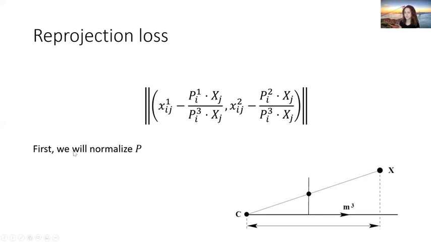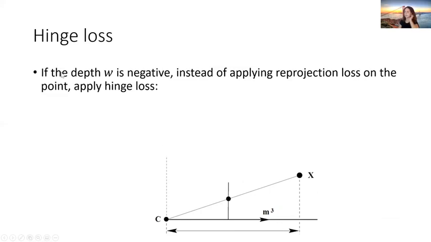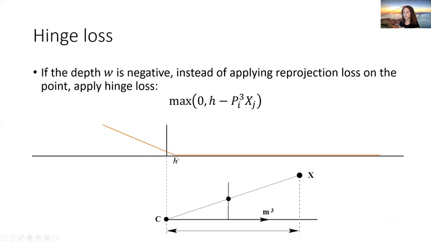So what do we do here? First, we normalize the camera P, like we said. And then we want to encourage this thing, P3X, to be strictly positive. Okay, so how do we do that? If the depth of the point is negative, instead of applying the reprojection error on the point, we apply a hinge loss. We take some small positive constant, we call it H. And if the depth, meaning W, which is on this axis, is negative, then we have a corresponding loss.